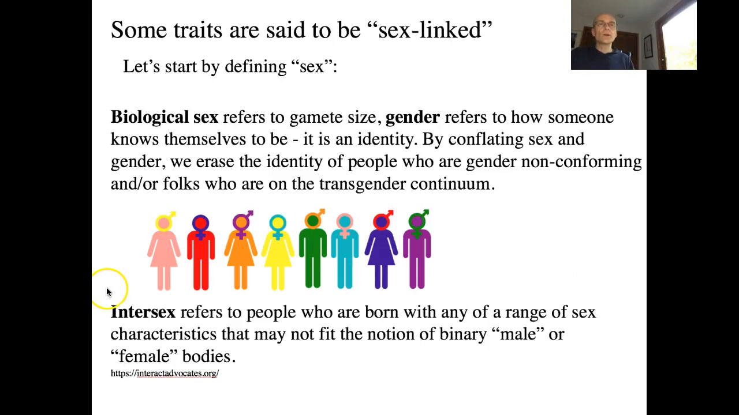And then another term I want to point out here is the term intersex. What is intersex? Intersex refers to people who are born with any of a range of sex characteristics that may not fit the notion of a binary male or female body.